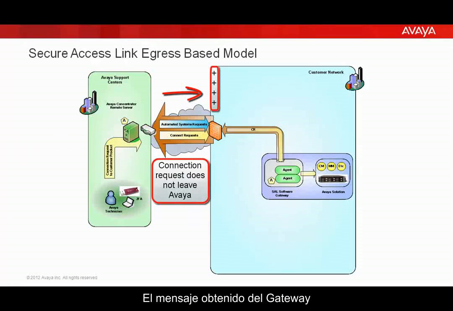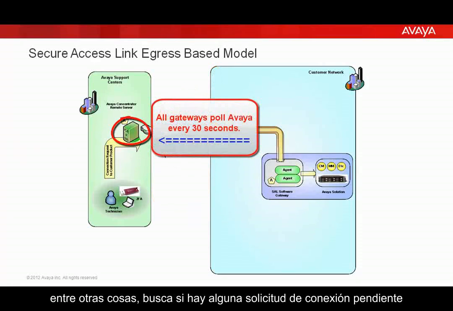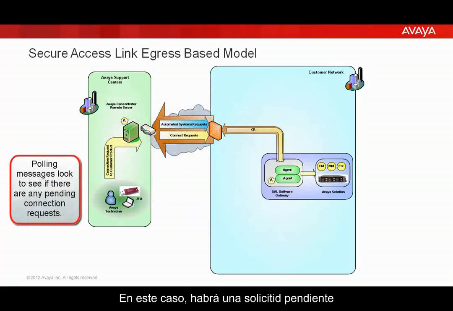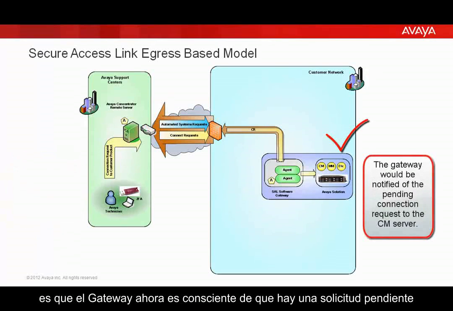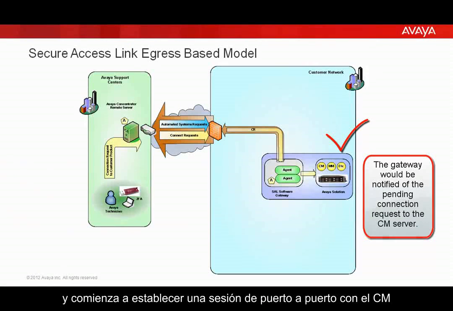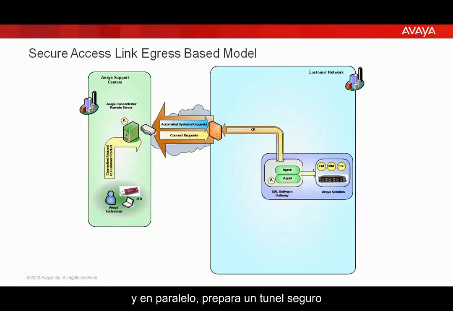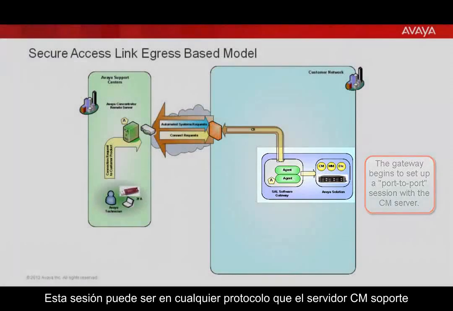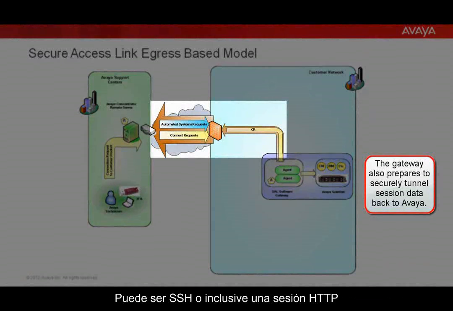The polling messages from the gateway, among other things, are looking to see if there are any pending connection requests for any of the devices it manages. In this case, there would be one pending request for the CM server from this user. What happens next is the gateway, now aware that there is a pending request for the CM server that it manages, begins to establish a port-to-port session with the CM and, in parallel, prepares to securely tunnel this remote session back to Avaya. This session can be any protocol that the CM server supports. It may be SSH, or perhaps even an HTTP session.